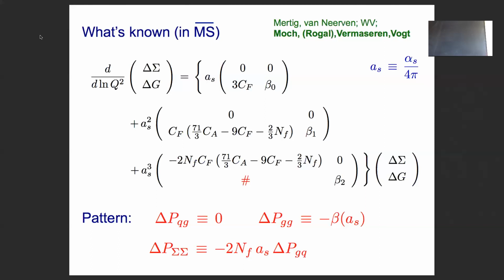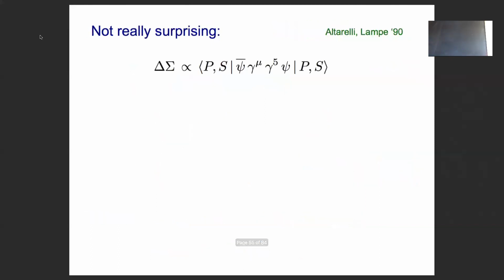I think so, yes. And I think this pattern we are seeing here, which is sort of summarized by these expressions, is not completely surprising. In fact, I think it was already alluded to very early by Altarelli and Lampe, because the delta sigma is related to the matrix element of the singlet axial current. So it's related to this quantity. And this, of course, is an anomalous current. So the derivative of this current is given by the anomaly contribution, the trace of F F dual.